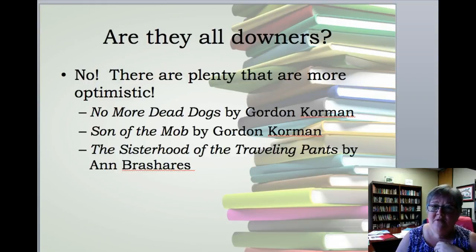A lot of times people tend to think that all the YA literature out there is depressing, that they're all downers, but there's plenty that are much more optimistic. Some quick examples that I included here: No More Dead Dogs and Son of the Mob, both by Gordon Korman. Those are really aimed at middle grade readers, middle school readers. He writes with a great, funny voice, fun to read. And then The Sisterhood of the Traveling Pants, that whole series by Anne Brashares, another series that is much more optimistic than some of what we see out there for adolescents.